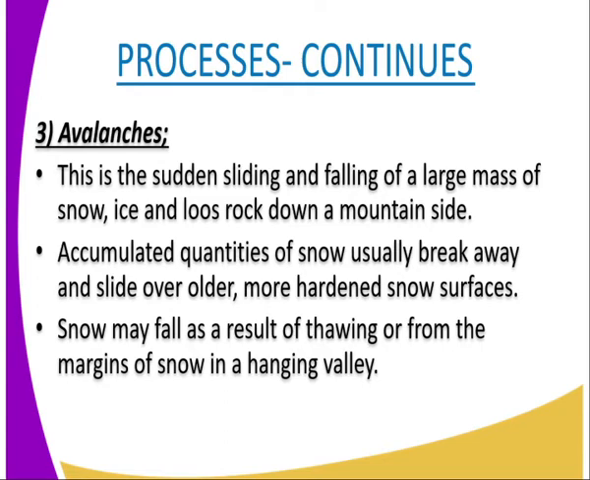Look at the third one, which is the avalanches. It is the sudden sliding and falling of a large mass of snow, ice, and loose rock down a mountainside. This is the reason avalanches take place in glaciated areas. Accumulated quantities of snow usually break away and slide over older snow surfaces. Snow may fall as a result of thawing, or from the margins of snow in the early world.